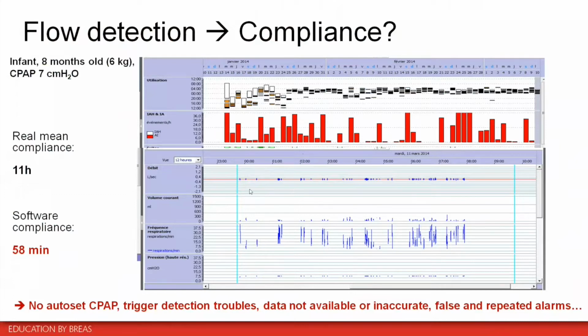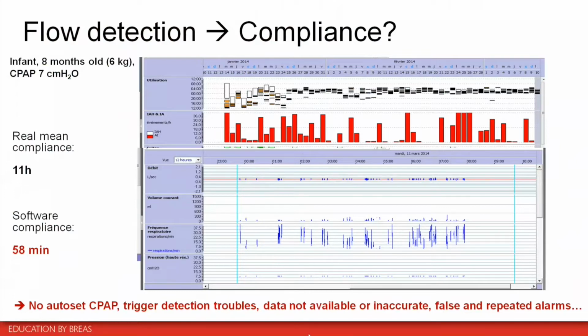You won't have the data, but the device will work to give the right CPAP pressure that you set. But if you are doing NIV, and if you are doing NIV with the possibility of the child to trigger the ventilator, you will have some big troubles if the ventilator does not see the flow of the patient, because the child won't be able to trigger the ventilation. So you have to be careful with this. And once again, you won't have correct data. That is also important, depending on the monitoring that you want to do.